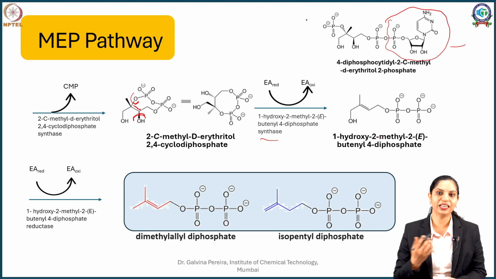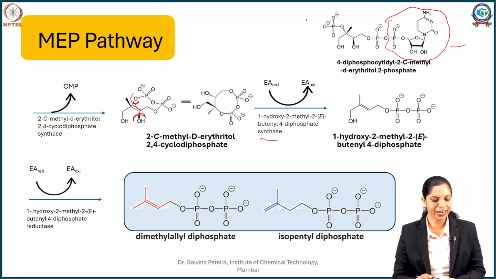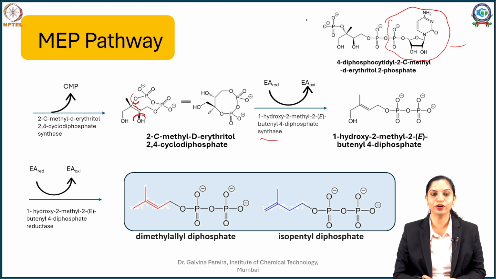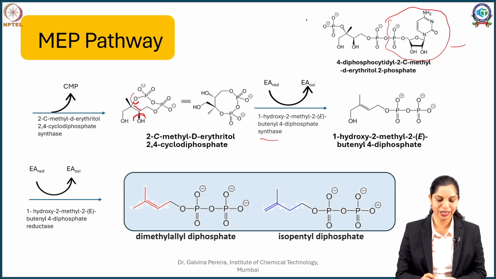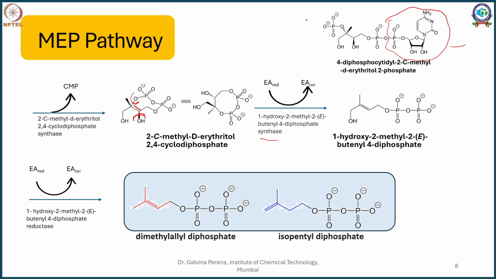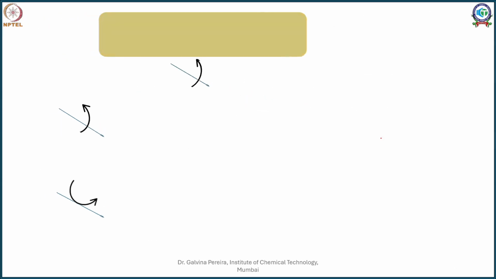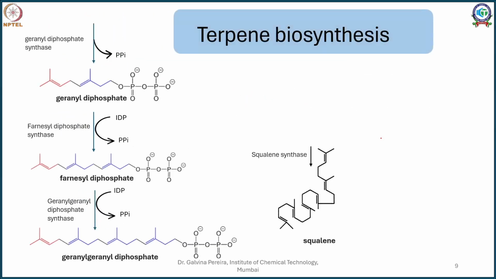Now this hydroxy is removed by reduction, and the enzyme involved in this process is 1-hydroxy-2-methyl butenyl 4-diphosphate reductase. Once the reduction happens, you get the same isomers which came in from your acetate mevalonate pathway, that is your isopentenyl diphosphate and dimethylallyl pyrophosphate. So you get dimethylallyl pyrophosphate, which isomerizes and can be converted into isopentenyl diphosphate. Now since the isomers are common, from here on we take the pathway as a common step. So we call it terpene biosynthesis.